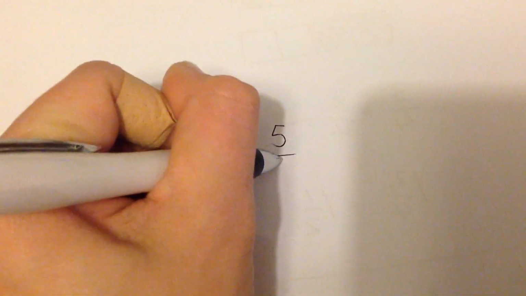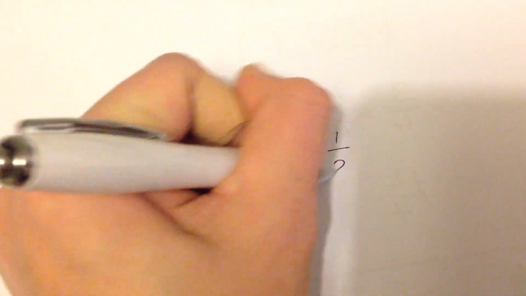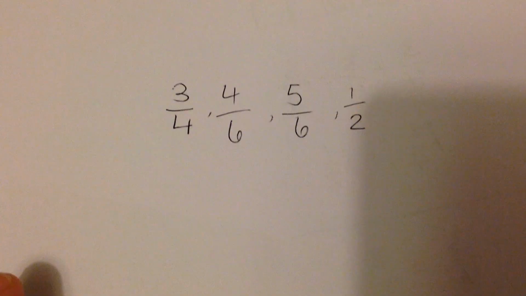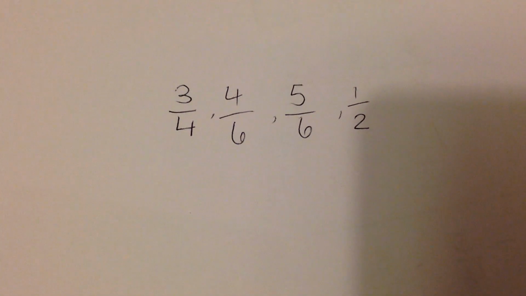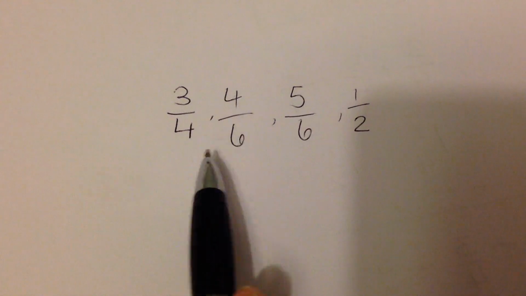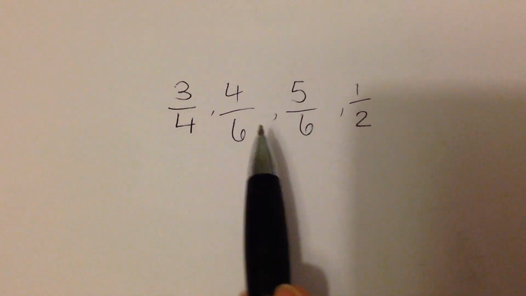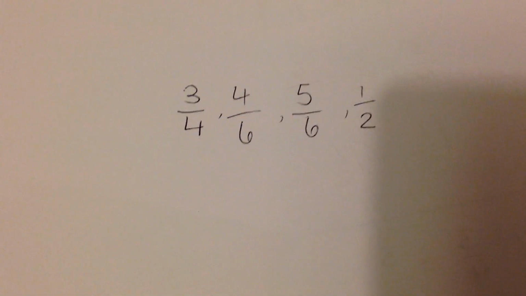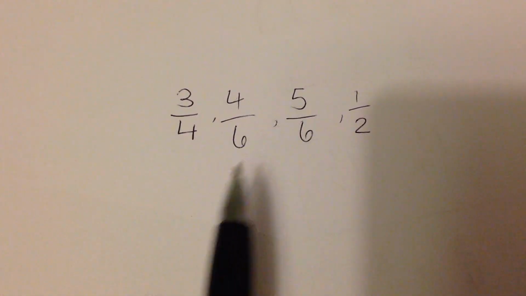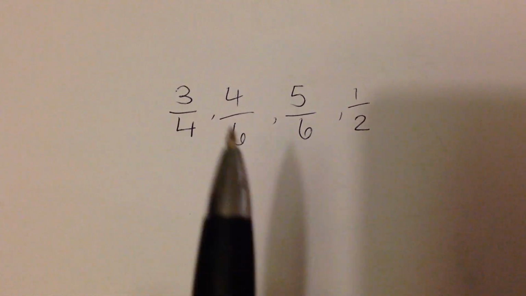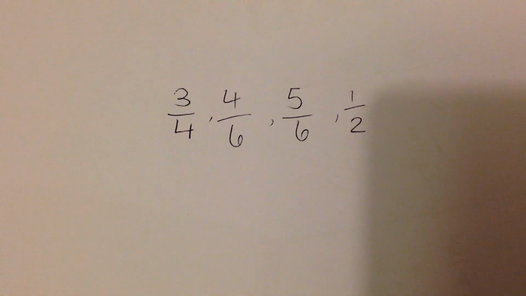So I've got 3/4, I've got 4/6, I've got 5/6, and I've got 1/2. Now, as before, when I was adding fractions with different denominators, I wanted to make sure that each of the denominators were the same. Otherwise, I can't add and subtract them, and I also can't order them. So I'm looking for equivalent fractions to each of these, but they all must have the same denominator.